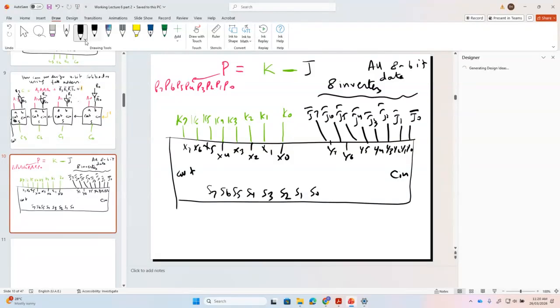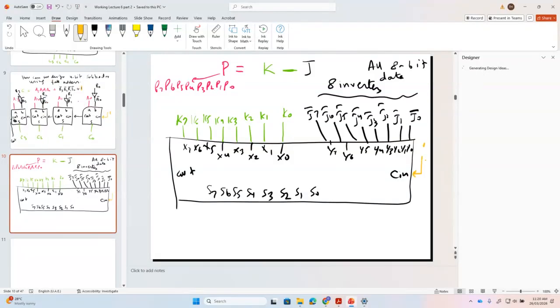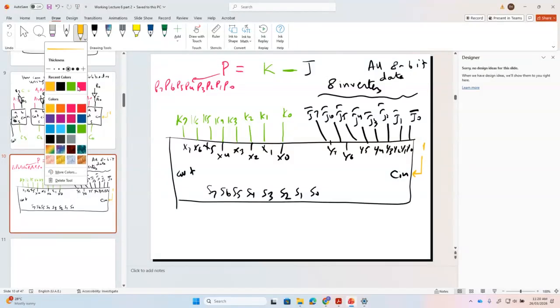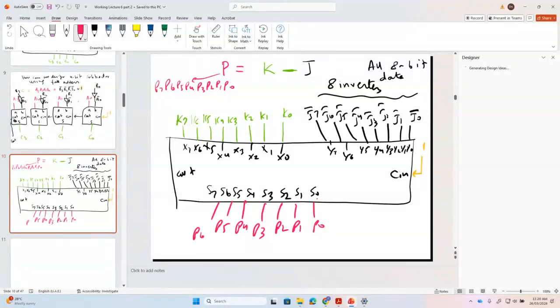And what will be C in now? C in is 1. And what about S0? What should I connect to S0? P0, P1, P2, P3, P4, P5, P6, and P7. Any question? Should we proceed now?